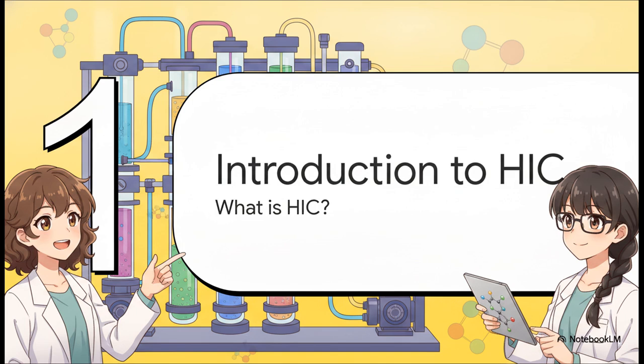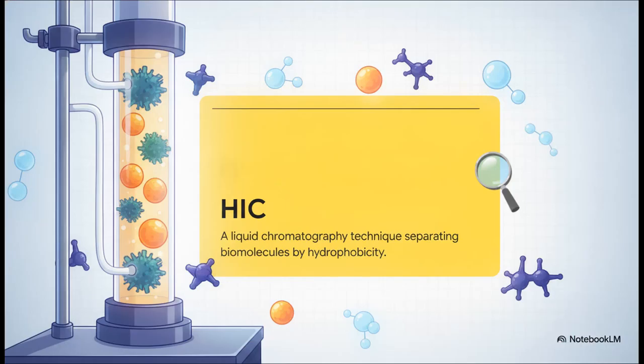All right, Section 1, let's get right into our introduction to HIC. Hydrophobic Interaction Chromatography, or just HIC for short, is a liquid chromatography technique that separates biomolecules based purely on their surface hydrophobicity. Now, you can think of HIC as essentially a milder, gentler form of reversed phase chromatography, but here's the catch. While reversed phase uses organic solvents that can easily destroy a protein, HIC exploits those hydrophobic regions on macromolecules to separate them right in aqueous solutions, meaning their biological activity stays perfectly intact.